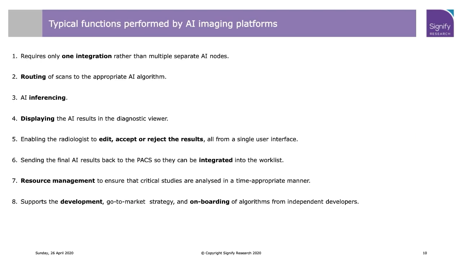So what are the benefits that AI imaging platforms offer? As I've mentioned, they remove the need for multiple AI servers or nodes. They are able to route scans to the appropriate AI algorithm and support AI inferencing. AI imaging platforms are also able to directly display the AI results in the viewer, providing the radiologist with the ability to interact with them, all from a single user interface, before these results can then be sent back to the PACS and integrated into the work list.